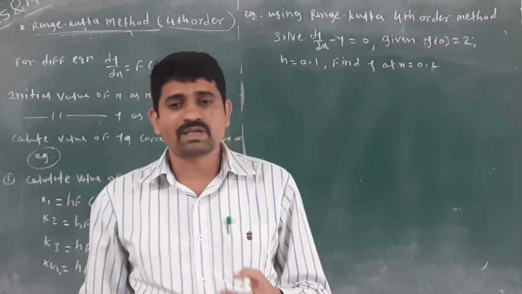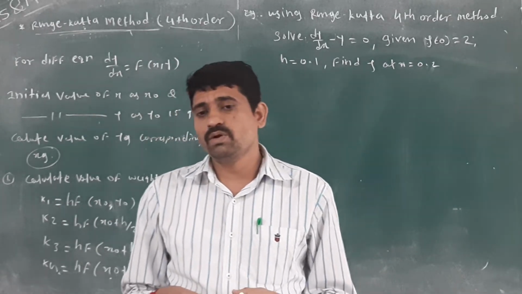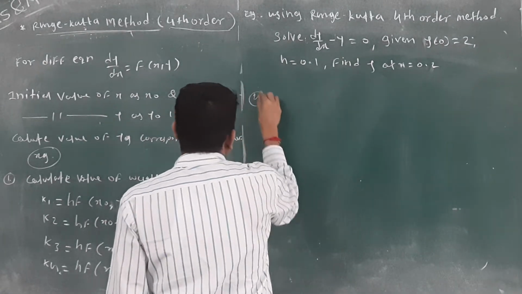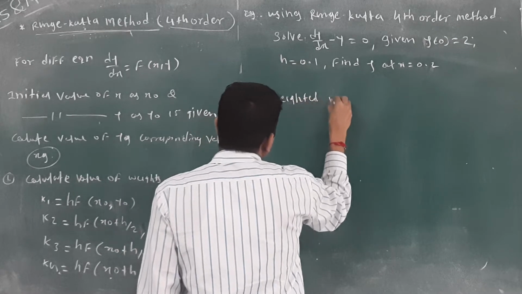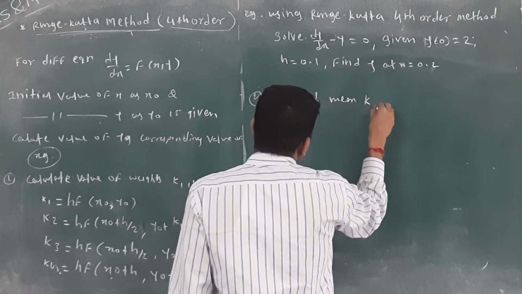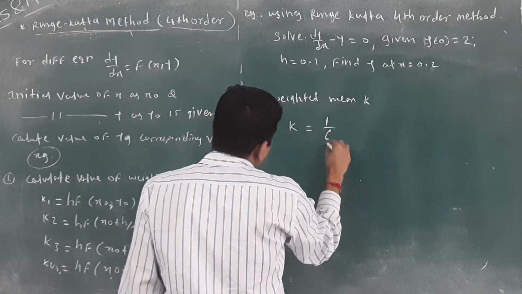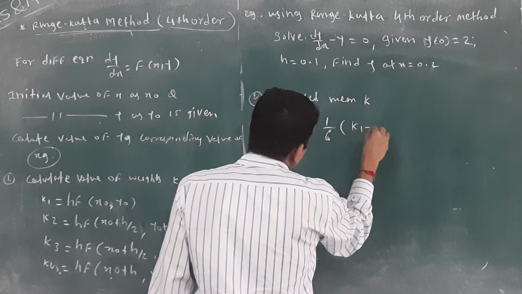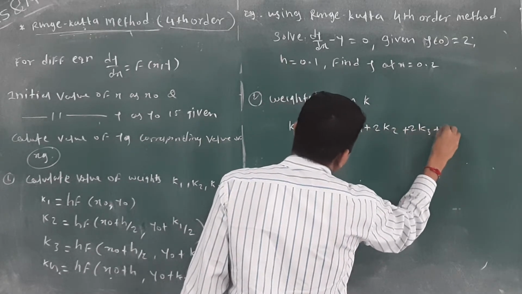Okay. Then after that we require to calculate the mean, the weighted mean. What is the weighted mean? It is denoted by k. K is equal to, remember this formula, 1 by 6 in brackets (k1 plus 2k2 plus 2k3 plus k4).